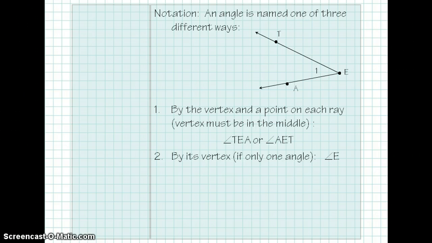Now a second way is you can also name it by its vertex if there's only one angle. So we can also call this angle E, because E is the vertex. And then finally, if it has a number, we can just call it that. So this is angle 1. Now you say, okay, why are there different ways here?